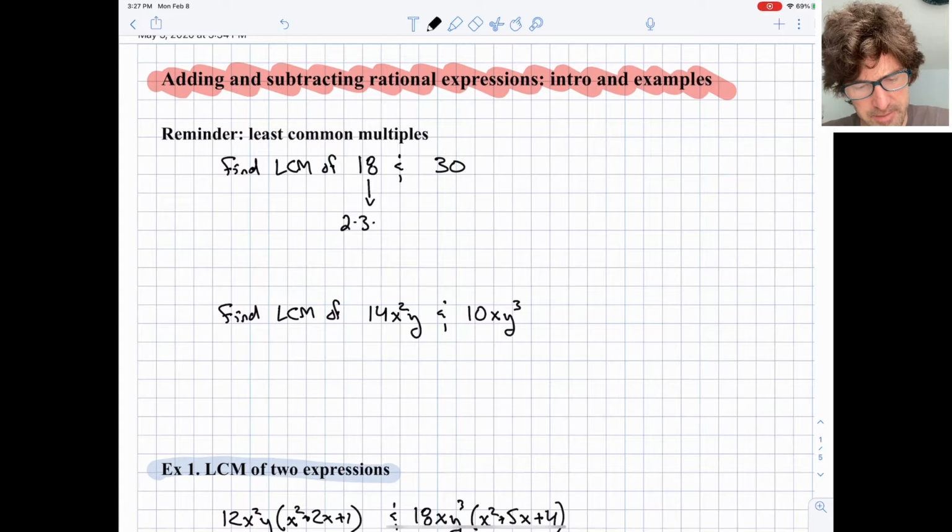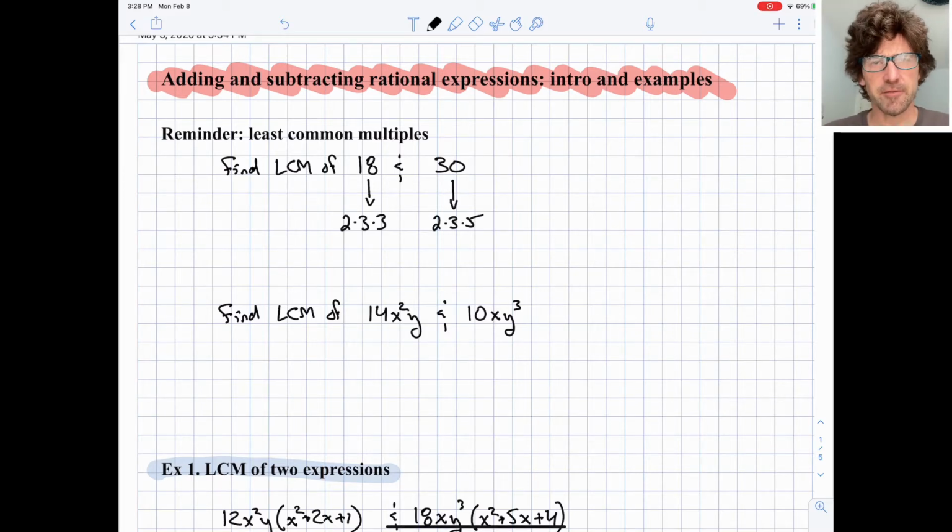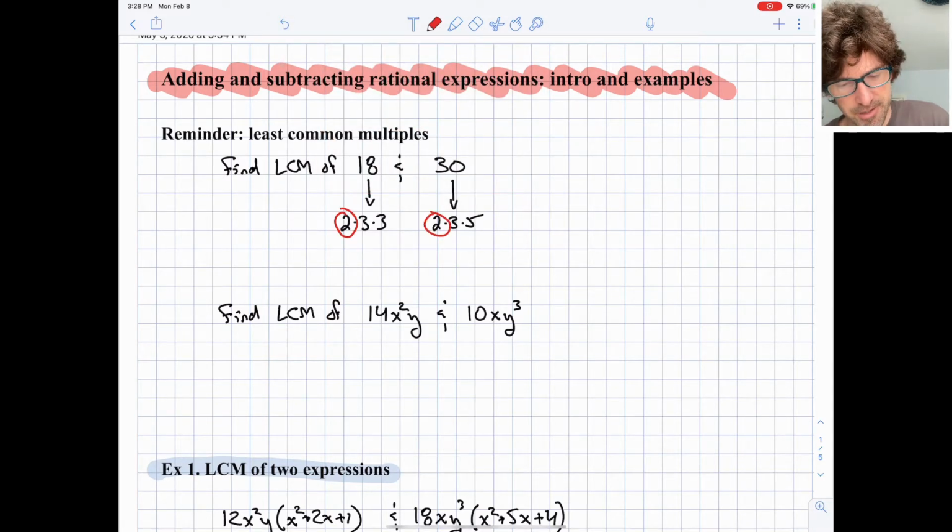It's 2 times 3 times 3. And let's turn 30 into its prime factorization. It's 2 times 3 times 5. So I want you to think of primes as the building blocks of numbers, and we need to build a new number that has all of the components of 18 and 30 as part of that new number. So I need a 2 in my new one. So my new LCM will have a 2 in it.